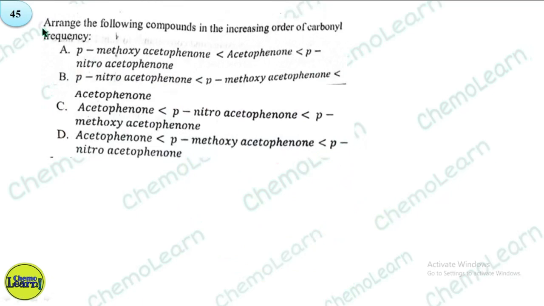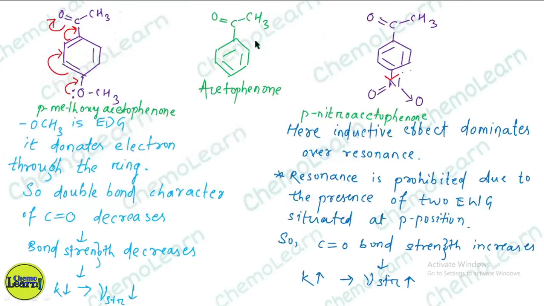Question number 45. Arrange the following compounds in the increasing order of carbonyl frequency. So, we have 3 compounds: para-methoxyacetophenone, acetophenone and para-nitroacetophenone. Okay. So, this is our acetophenone, benzene containing COCH3, a ketone, and para-methoxyacetophenone. That means we have para substitution of OCH3 and NO2 group.